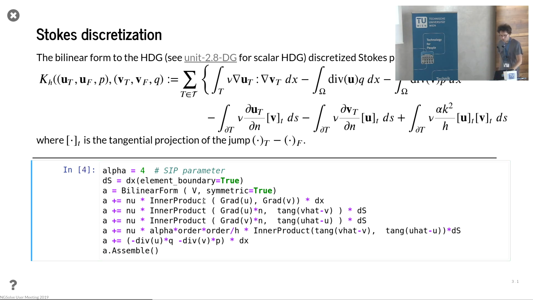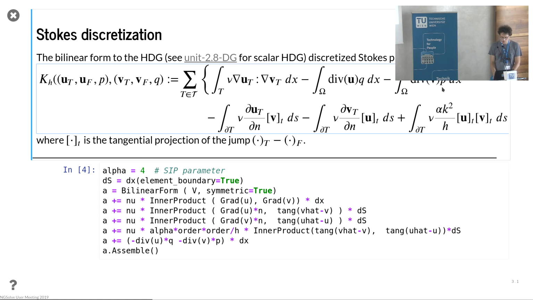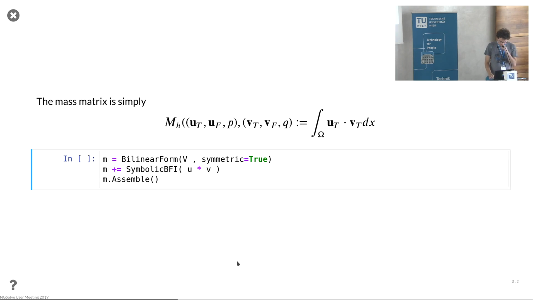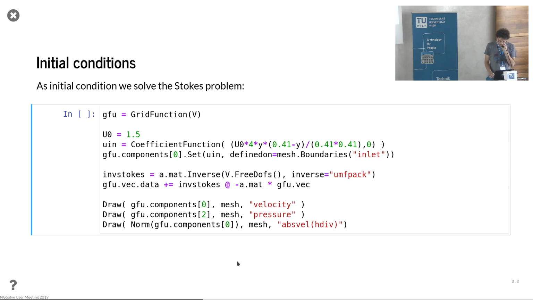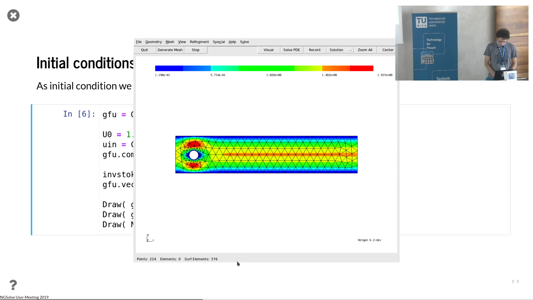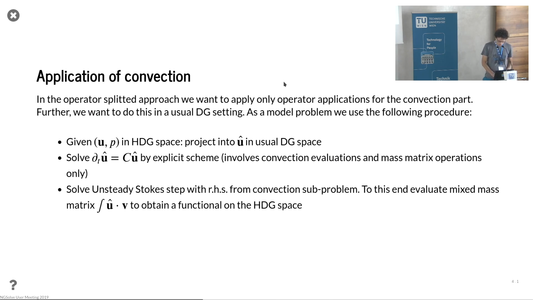So think about this in the H1 conforming world. This would just correspond to those three integrals here for the Taylor-Hood, and these guys here are now necessary because we don't have the tangential conformity anymore. Yeah, we set up the corresponding mass matrix for this, set initial conditions, solve the Stokes problem. So this is what we know already.